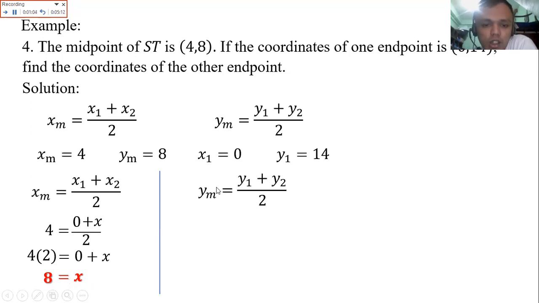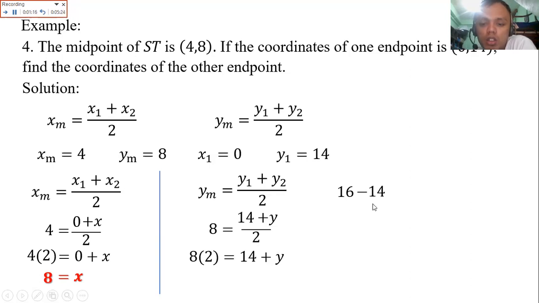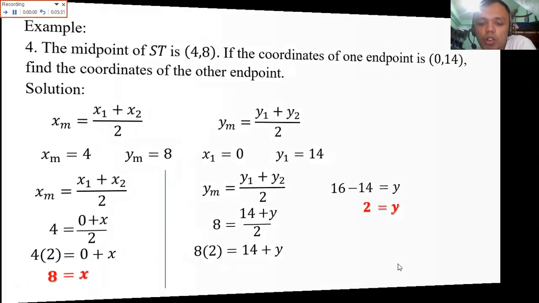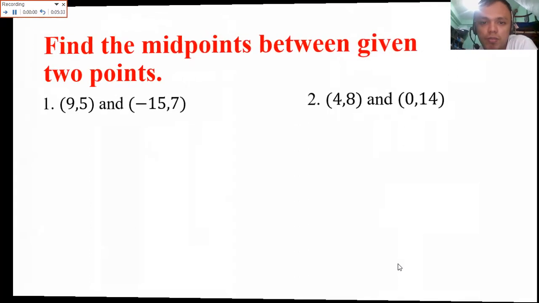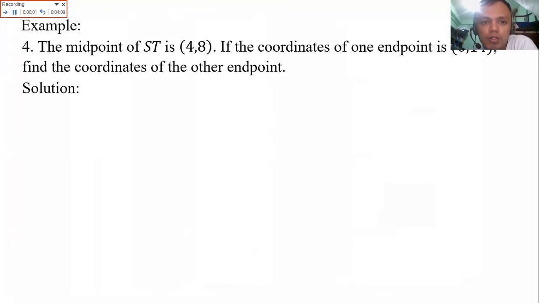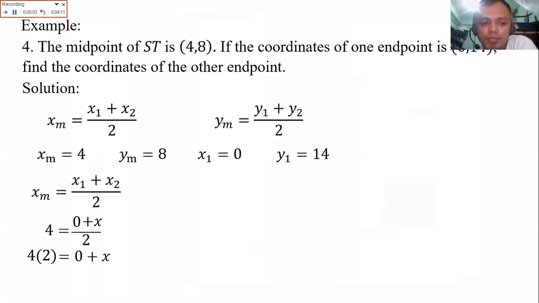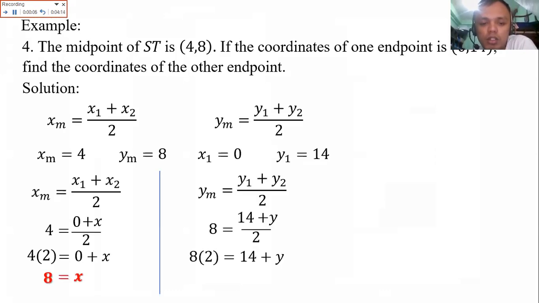Next, y sub m natin is 8. Yung y sub 1 is 14. Then y, for your y sub 2 over by 2, multiply 8 times 2, that is 16. No? Transpose 14 to the other side, magiging negative 14 equal to y. 16 minus 14, that is 2. Therefore, the other endpoint here is 8 and 2. Okay?